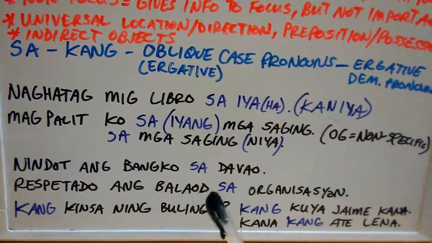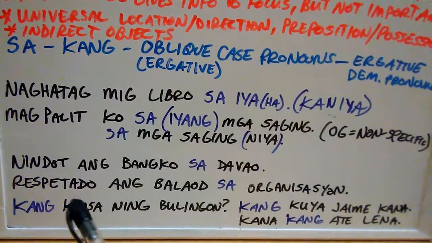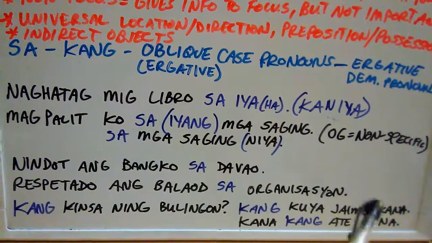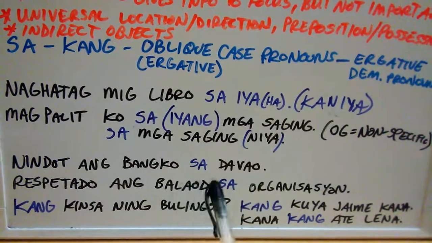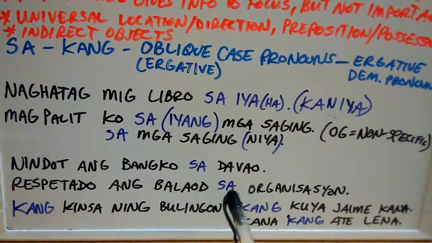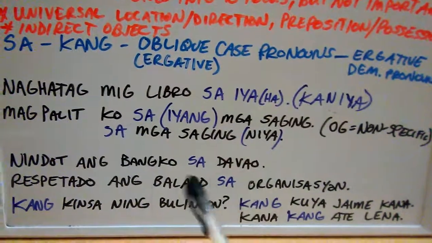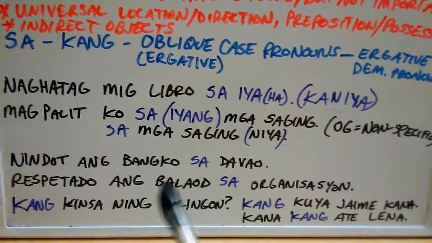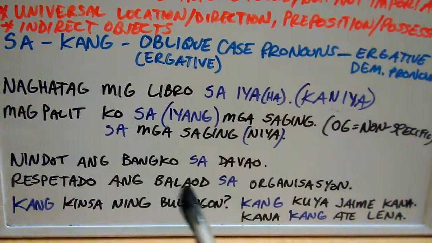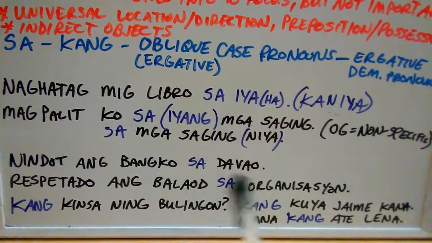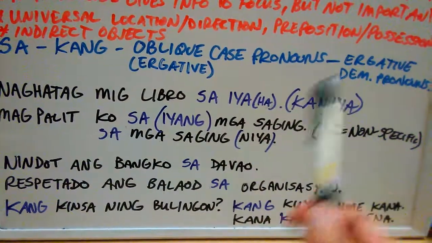Respetado ang balaod sa organisasyon, right? Respetado ang balaod sa organisasyon. So the law is respected in the organization, right? Sa is showing possession. So the organization's law is respected, right? The law is respected in the organization, or the organization's law is respected. It's showing ownership that way. And that's what I meant by possession.